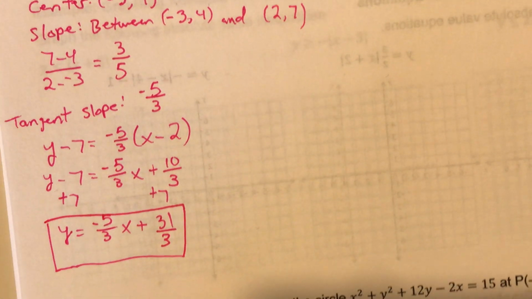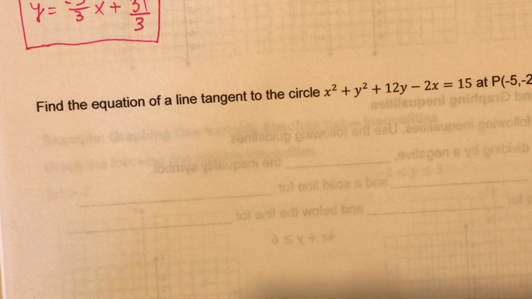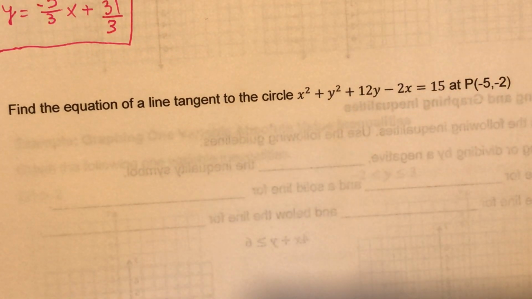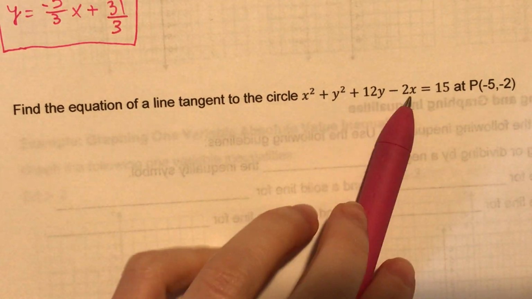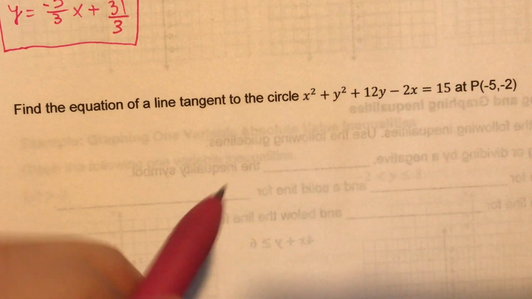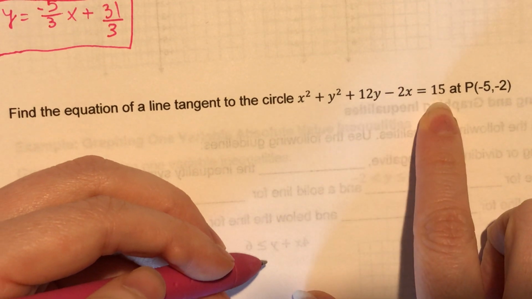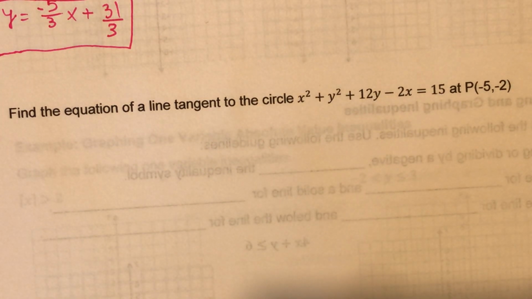And finally, another example of this kind of thing: find the equation of a line tangent to the circle, and they give us this equation. Step 1 is to find the center of the circle. This one, we need to actually work to find the center, so we need to reorganize this. We need to solve using completing the square like we did in the last section.